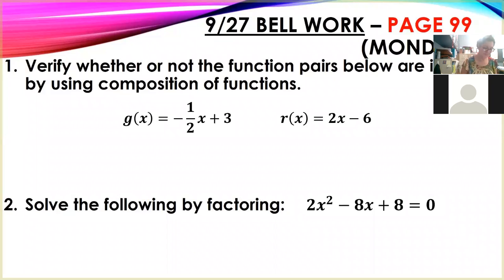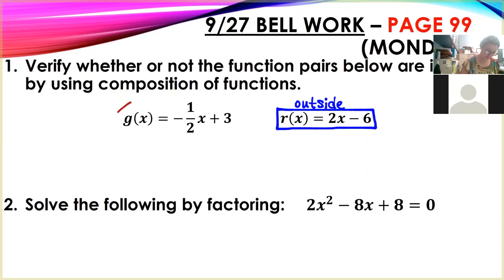Here we go. Okay. So number one, we want to verify whether or not these function pairs are inverses by using composition of functions. So I have to choose one of my functions to be the outside function, and the other one is going to be the inside function. When I'm looking at these two, I would probably choose r of x to be my outside function, because whatever goes outside that 2x right there, I'm going to make a substitution where x is, and so I'm going to have to distribute that 2. And distributing a whole number is usually easier than distributing a fraction. So I'm going to make this my outside function.